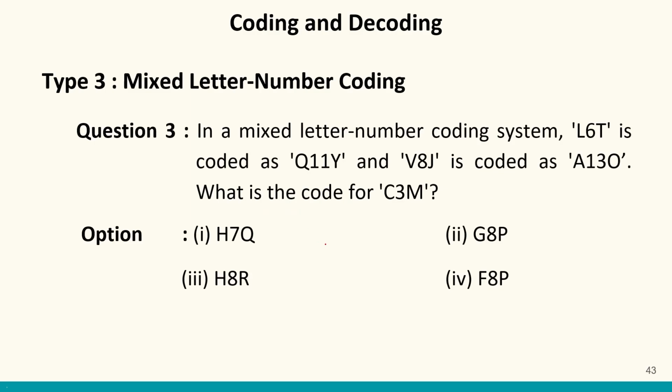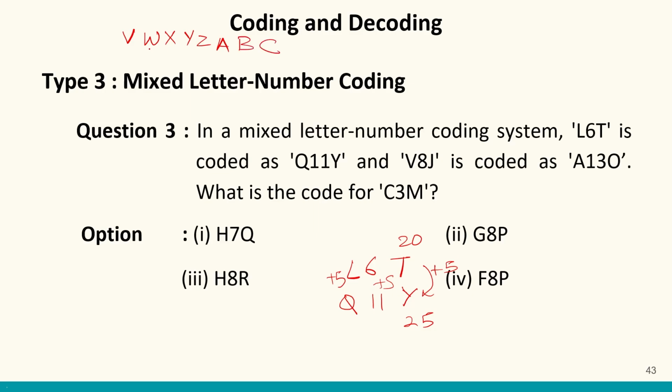Now let us look at this question. L6T is coded as Q11Y. T is 20, Y is 25. Clearly a movement of 5 positions. 6 to 11 plus 5, and L to Q is also plus 5. Let us check for this. From V, if I have to move 5 positions forward, 1, 2, 3, 4, 5, I'll get A.